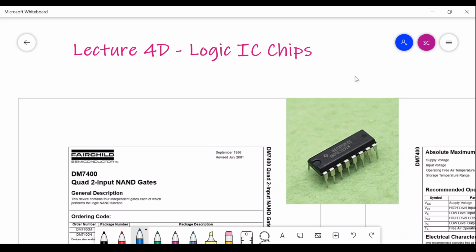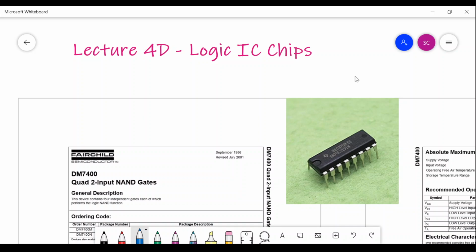If you had a lab session, then you would be introduced to them directly. You would be able to see them, touch them and work with them. Probably in the next semester you will be doing this. Let me just introduce you to the logic IC chips.